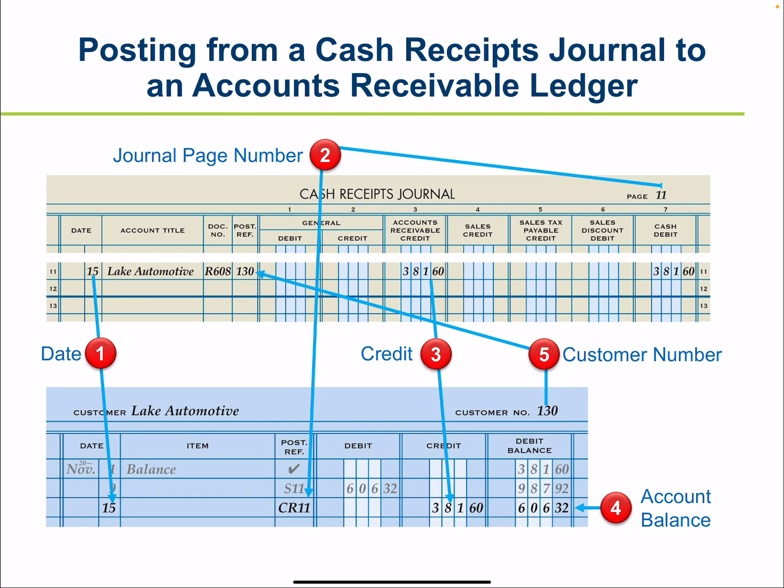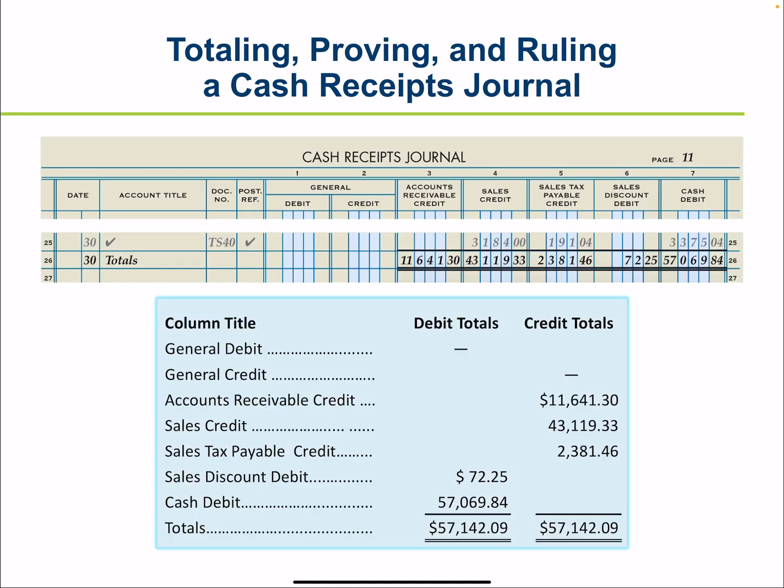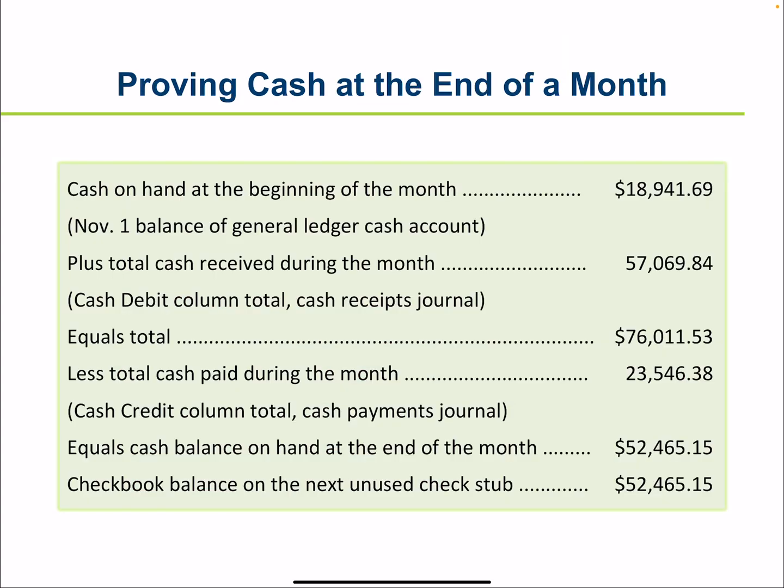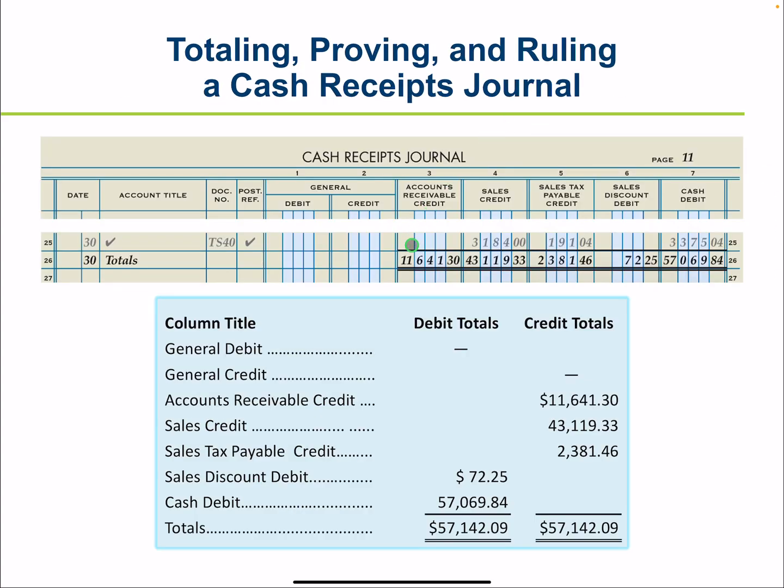And then you're going to write your customer number in your post reference. And you would go through each customer this way and record it in their account. Then at the end of the fiscal period, you are going to total up your cash receipts journal. Remember, you will draw a single line, add up the columns, and fill out your proof form. When they balance out, that is when you double rule.